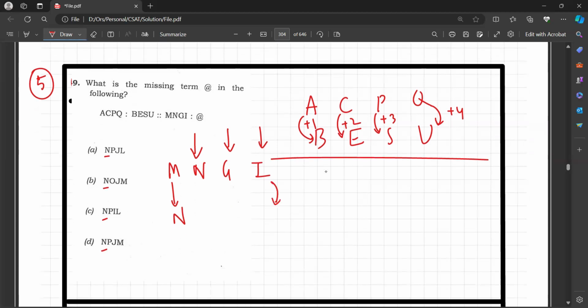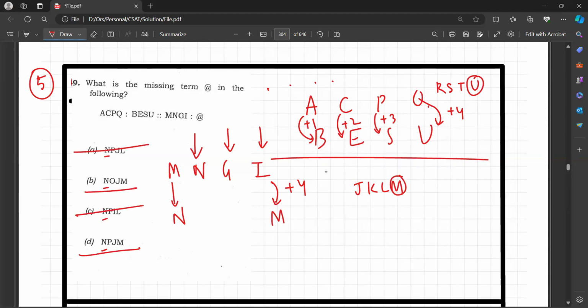Now, I के बाद यहाँ पे +4 होना चाहिए. JKLMN आएगा, right? +4 ना? JKLM +4. जैसे Q, RSTU +4. J, K, L, M. So this has to be M. So which one ends with M? This option, this option. Eliminate this one, this one. Your answer has to be B or D.